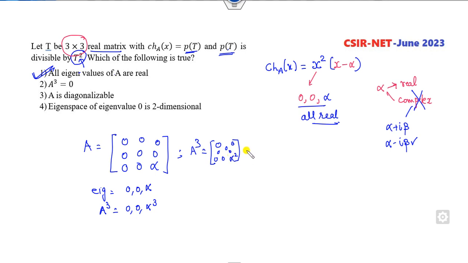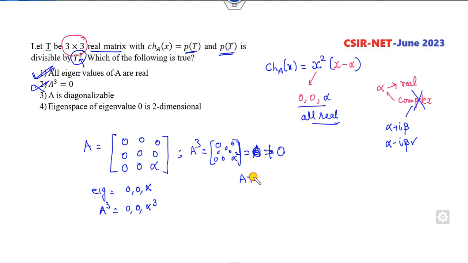Fine. So clearly this is non-zero, which is nothing but alpha square, which is non-zero because alpha is non-zero. So saying that A cube is 0 is a wrong statement. Is alpha diagonalizable? How can you see that?